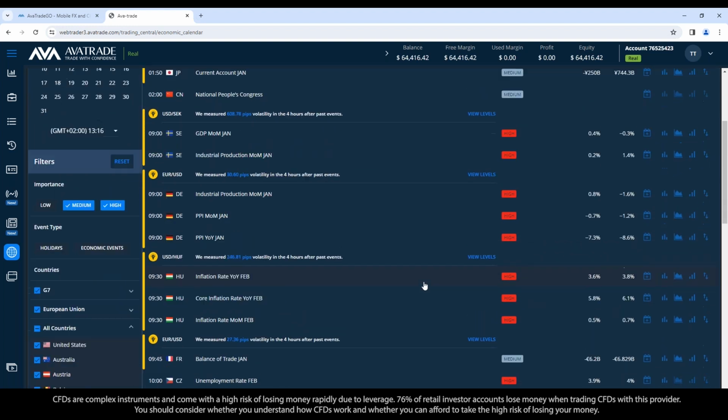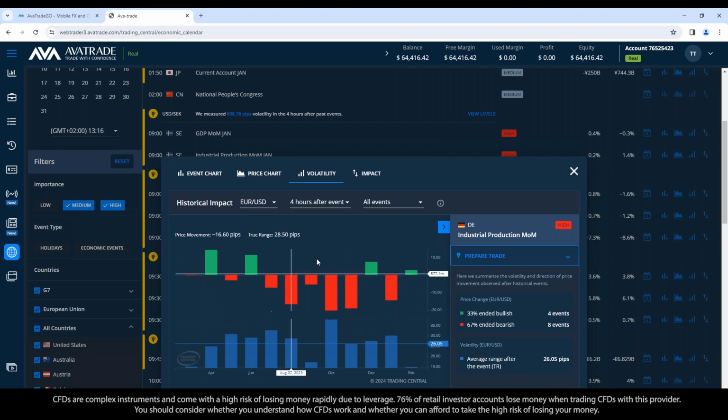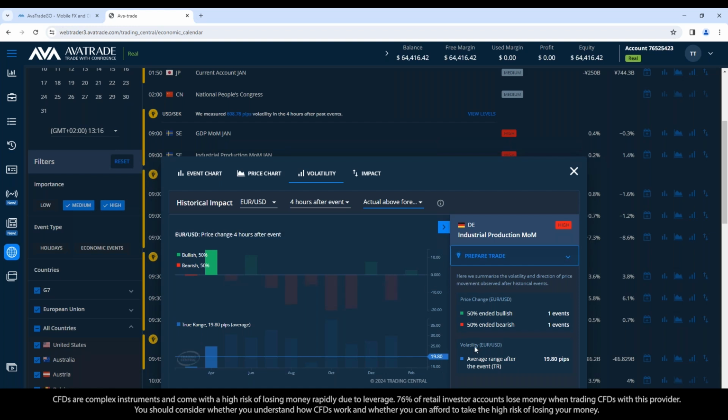And there are a couple that I think stand out. The industrial production out of Germany, that's a big deal. That announcement tends to make big movements. If we look, same thing, Euro USD, 4 hours after the event. If this comes in above forecast, it's 50-50. Okay, one time it went down, not much, went down a little, and went up a lot. So it looks like an advantage to buy rather than sell.